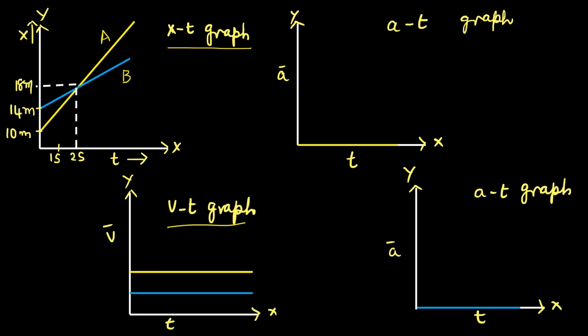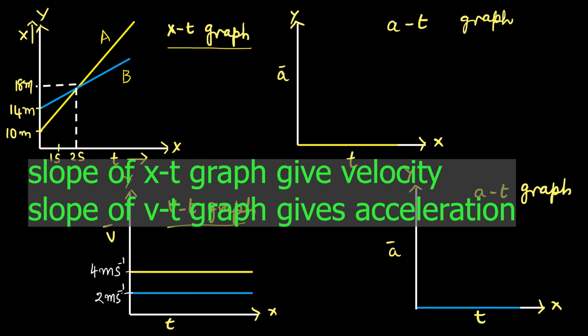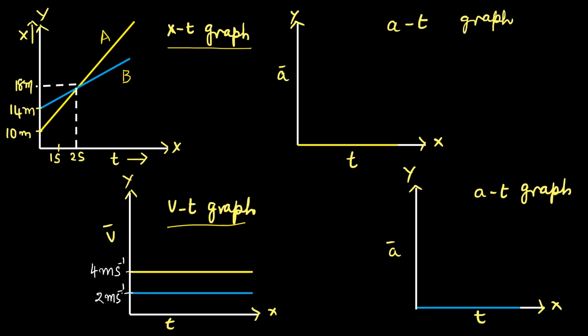Now, refer velocity time graph. A moves with uniform velocity of 4 meter per second. B moves with a uniform velocity of 2 meter per second. You can see the two graphs are parallel to the time axis. The position time graph is inclined to time axis. The slope of position time graph gives velocity and the slope of velocity time graph gives acceleration. For uniform velocity, the slope will be 0. Therefore, acceleration is 0. Area under velocity time graph is equal to displacement.